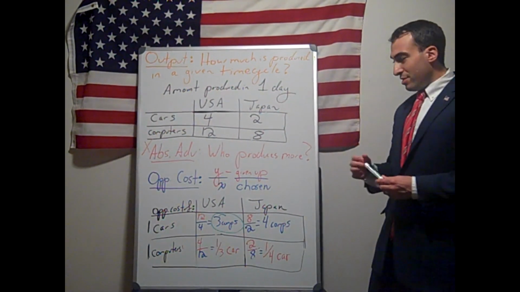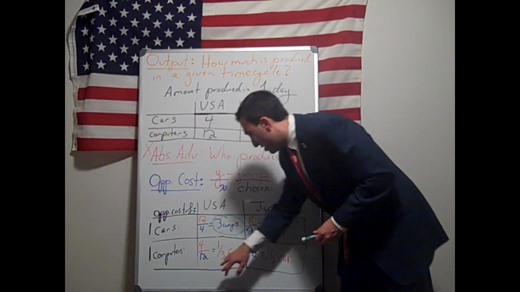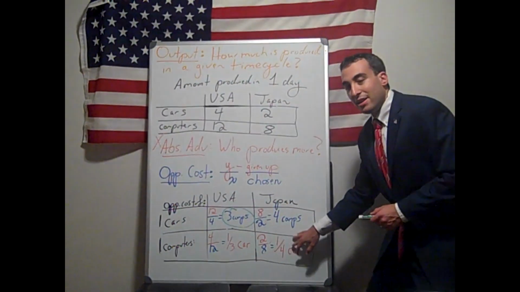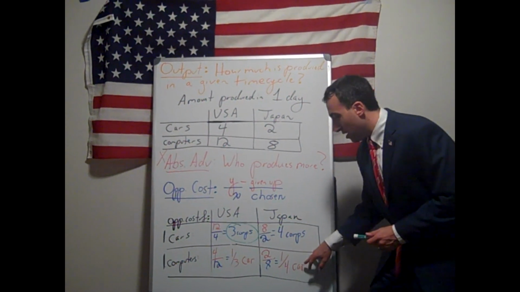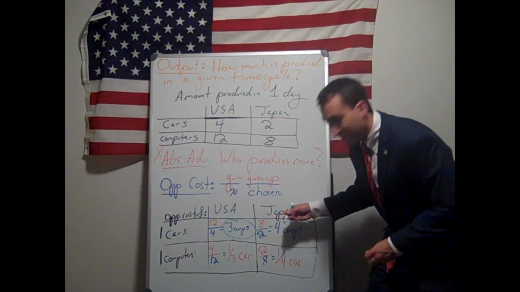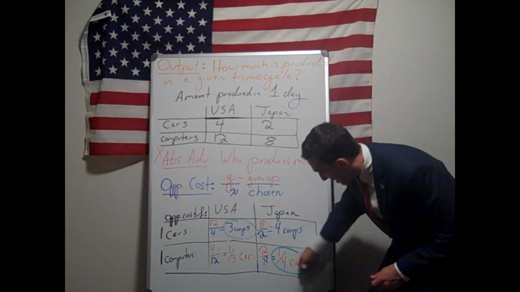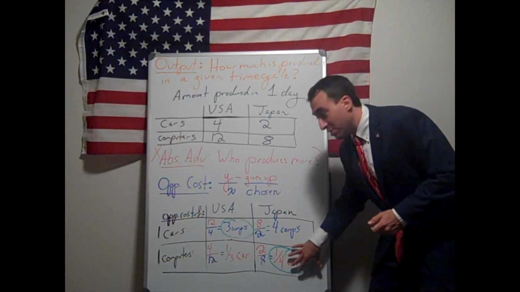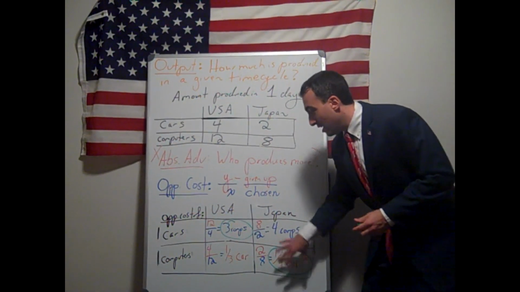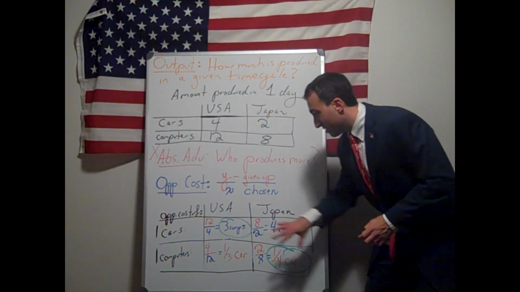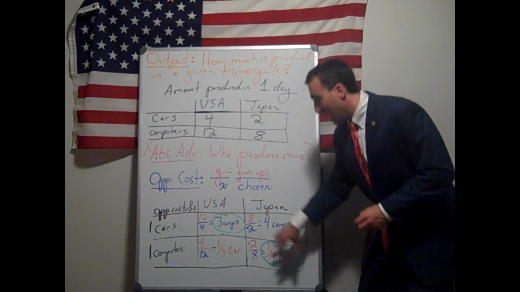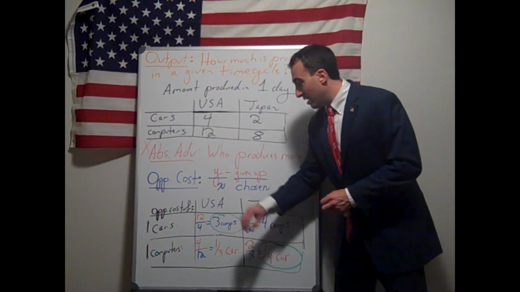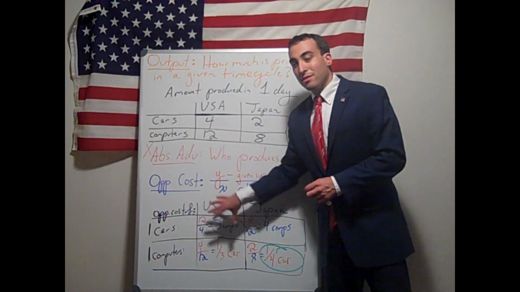Let's take a look at computers. For computers, America sacrifices 1/3 of a car. Japan sacrifices 1/4 of a car. According to my measuring cups, 1/4 is less than 1/3. Japan has the lesser opportunity cost, so therefore Japan should specialize in making computers, and America should specialize in making cars.